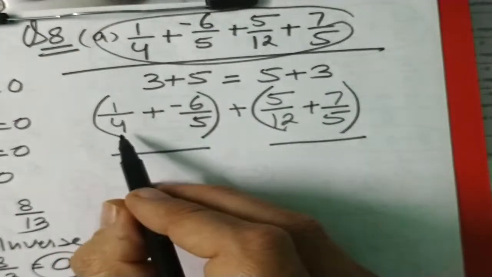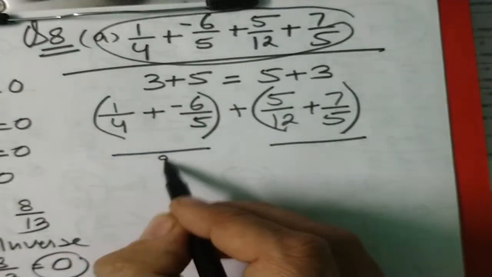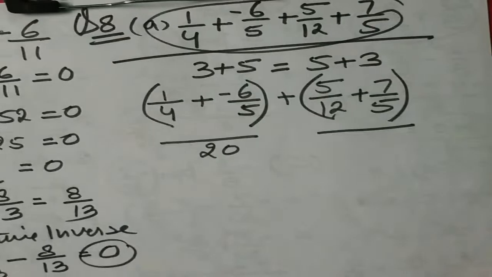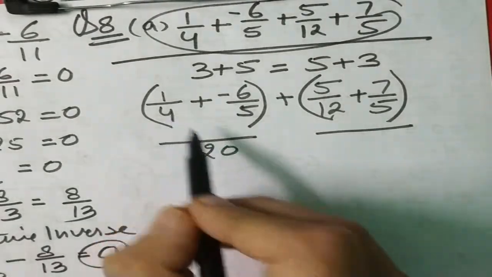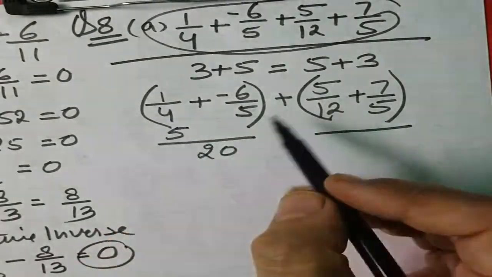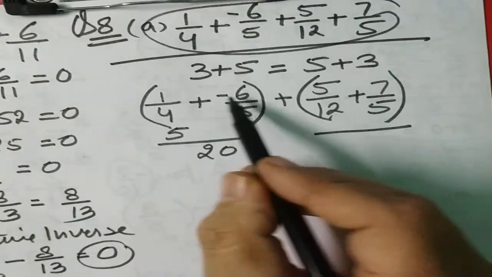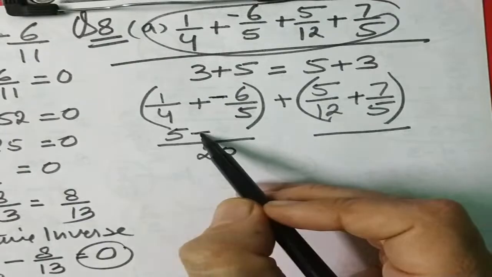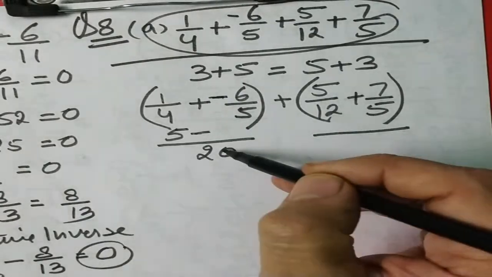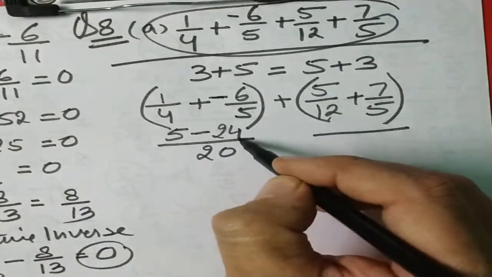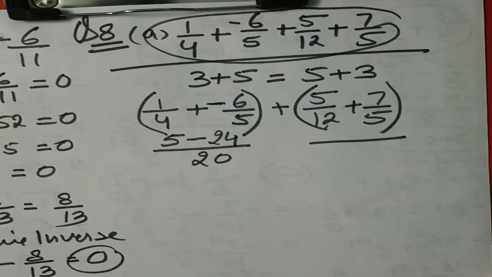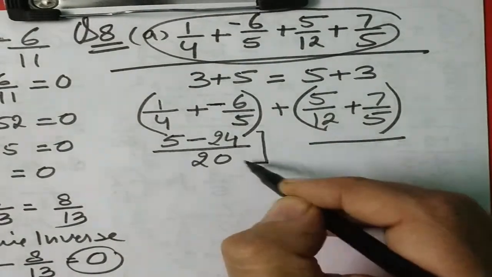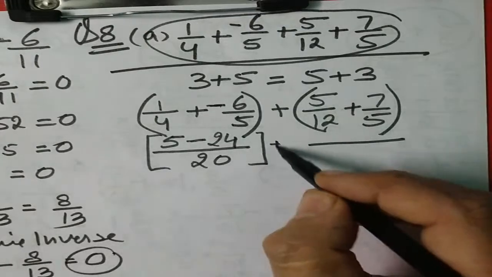The answer will come the same. For 1 upon 4 and minus 6 upon 5, the LCM of 4 and 5 is 20. Since the LCM is 20, 4 will divide into 20 to give 5, and 5 will divide into 20 to give 4. There is a plus sign and a minus sign, so only one sign is written: plus, minus means minus. 4 into 6 is 24.